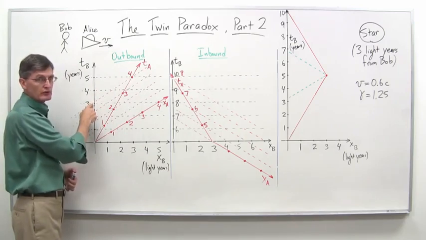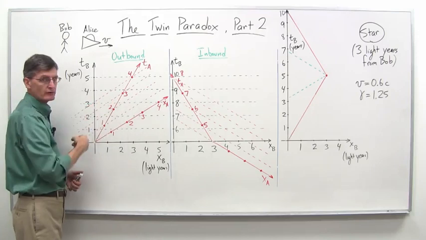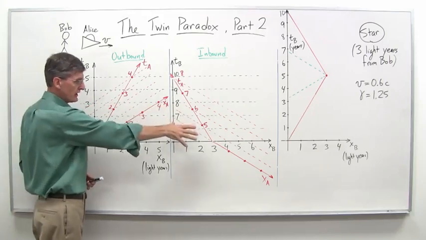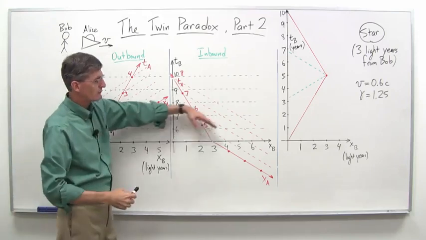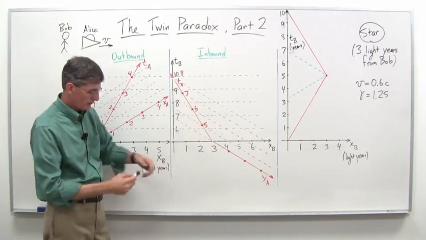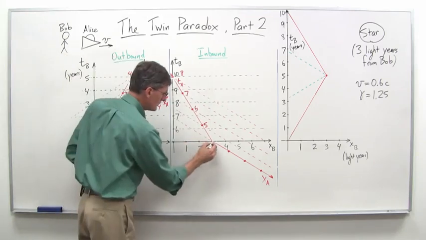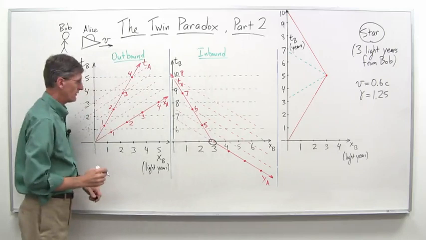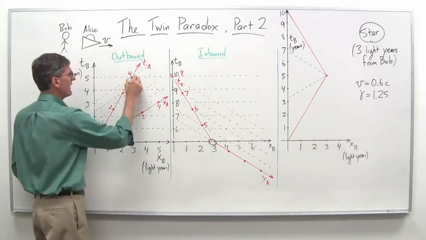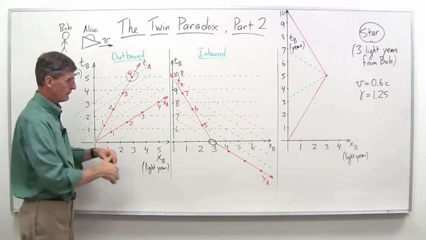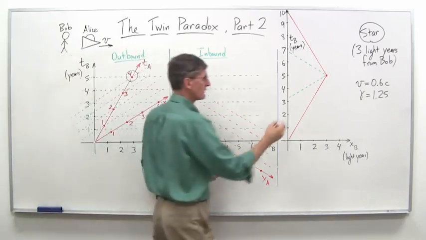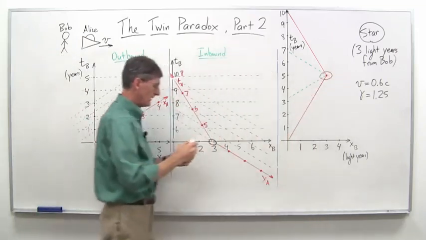As soon as she turns around and starts going the other direction, her frame of reference changes, her lines of simultaneity change, and note that here's where she is. She's at the planet right there. So really this point and this point are the same if we combine the diagrams. It's really this point right here, when she's at the planet.